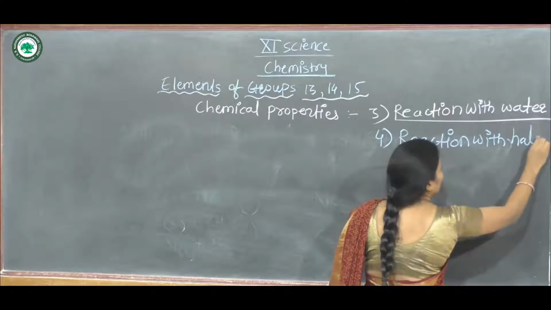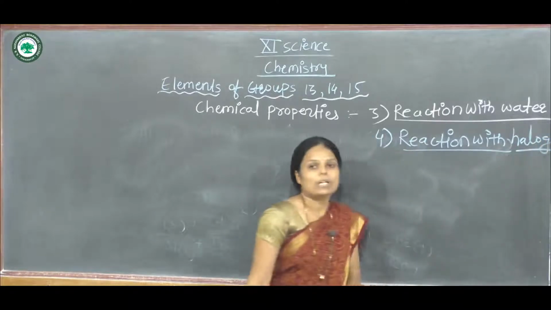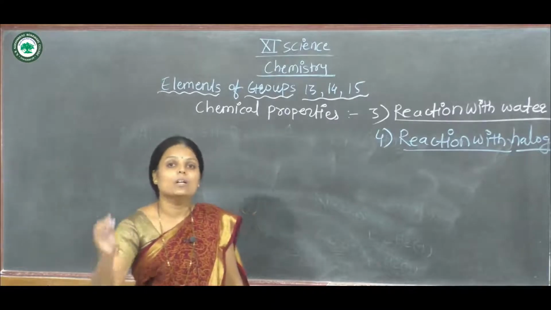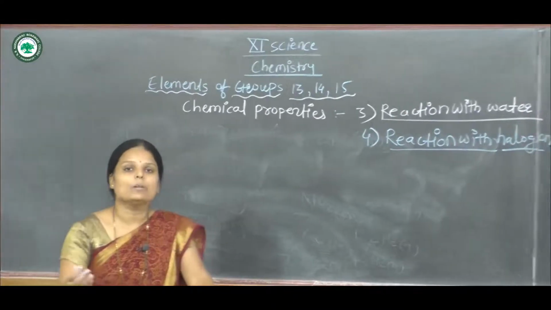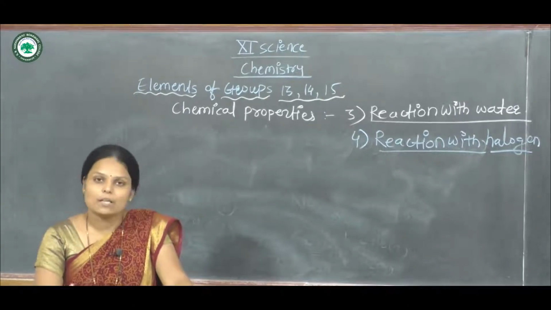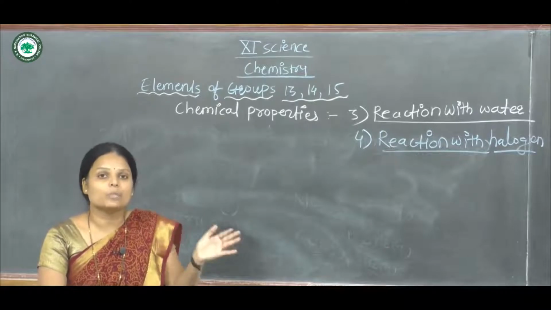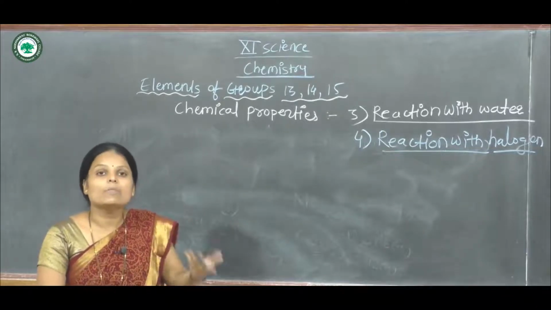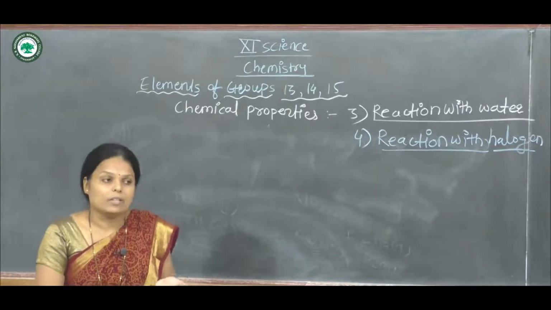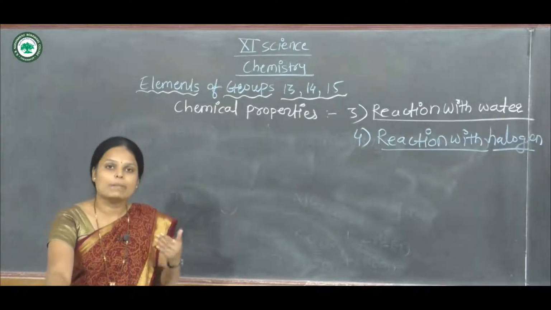We know that halogens means group 17 elements: chlorine, fluorine, bromine, iodine, astatine. All of these elements are halogens. We know that halogen atoms react with groups 13, 14 and 15 to form halides. Here, halide compounds are formed. Now we can take examples one by one.